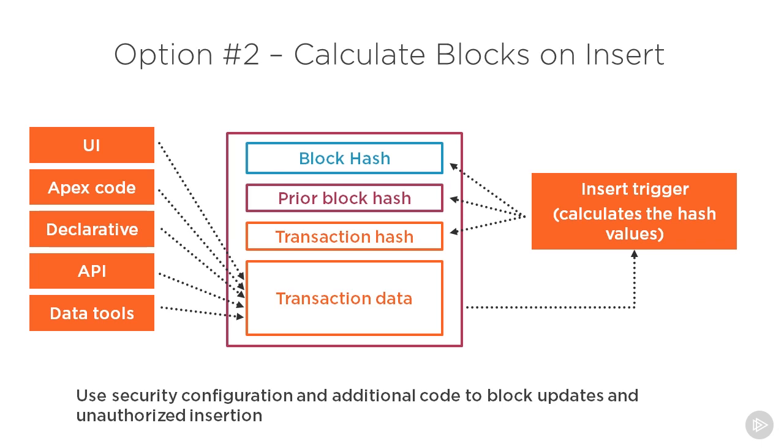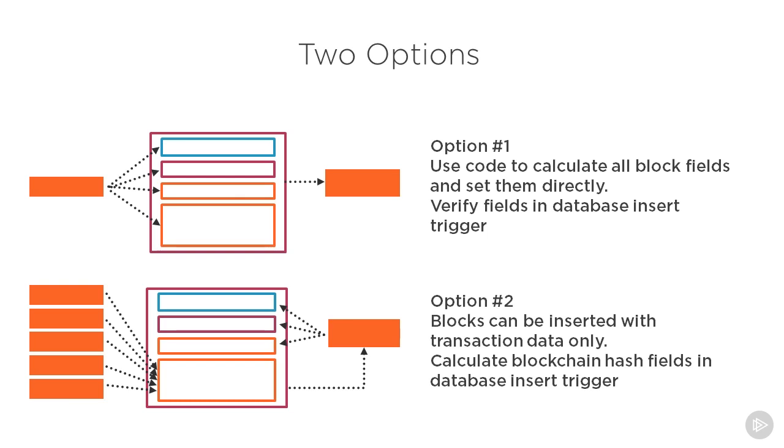How you'd configure security depends on your own process, but it's clear this approach offers more flexibility at the cost of being possibly less secure. But security is relative. Less secure in this case may well be secure enough, especially if you have other mechanisms in place to monitor and audit the creation of new records. So that is the choice. Require all hash fields to be calculated when a record is inserted and verify those values during the insert trigger, or allow a record to be inserted with transaction data only and set the hash values during the insert trigger.